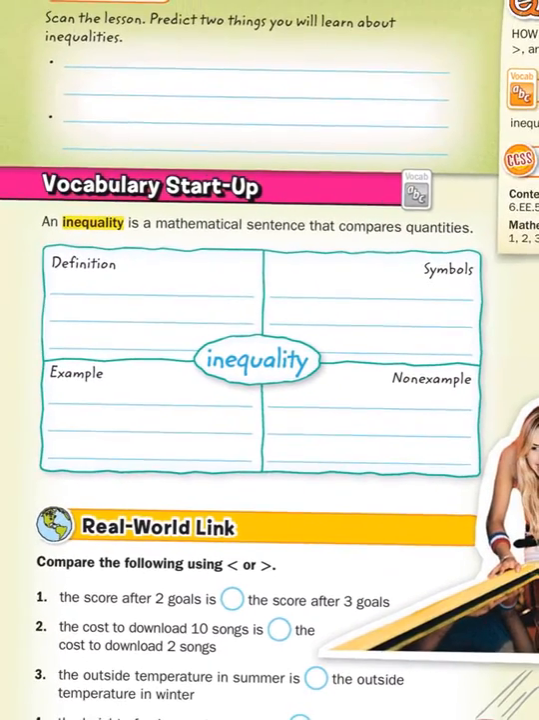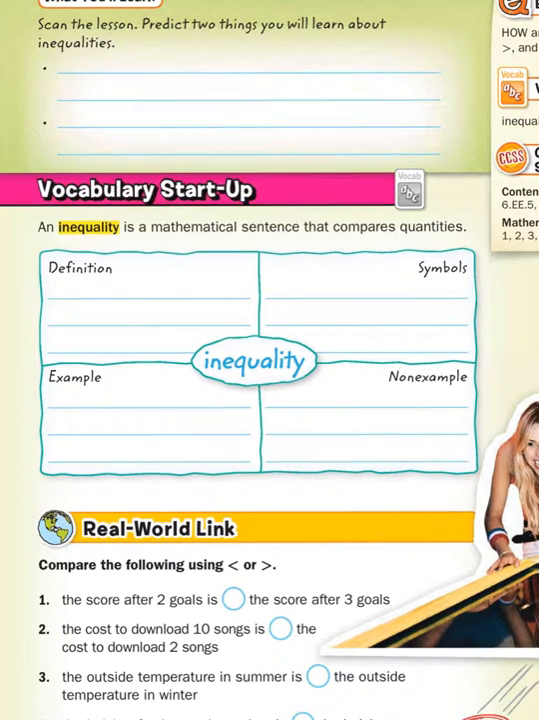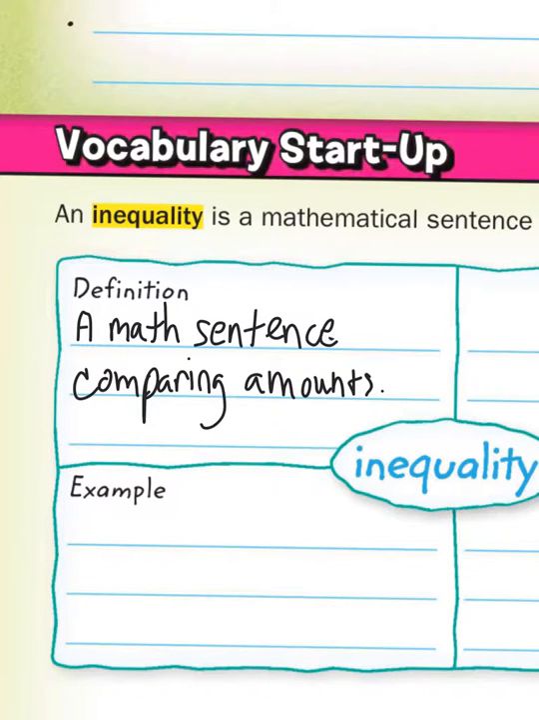So as far as the definition, let's start. We'll write pretty much what that said down. We'll say a mathematical. Now I'm going to pause it so I can get the whole thing written real quick. Okay, so now get that definition written down. So an inequality is a math sentence comparing amounts. Okay, get that written down, and then we're going to go over to the next one.